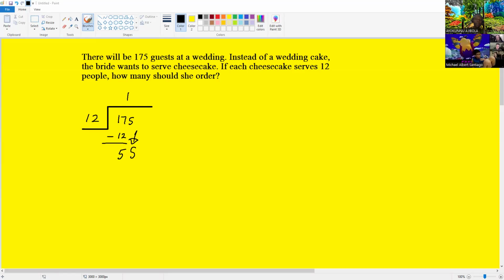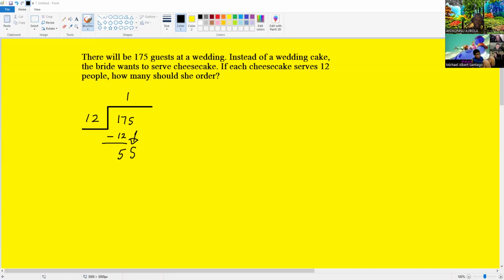12 times 4 is 48. But if we go for the next one, that will be greater than 55. Yes or no? Yes. So we don't want to get there. So how many have we seen so far? We have seen 4, okay?